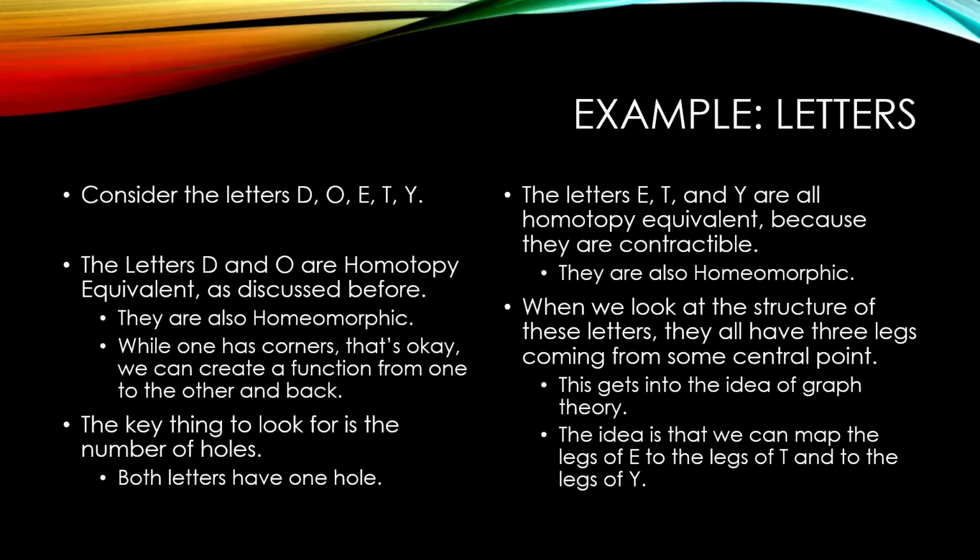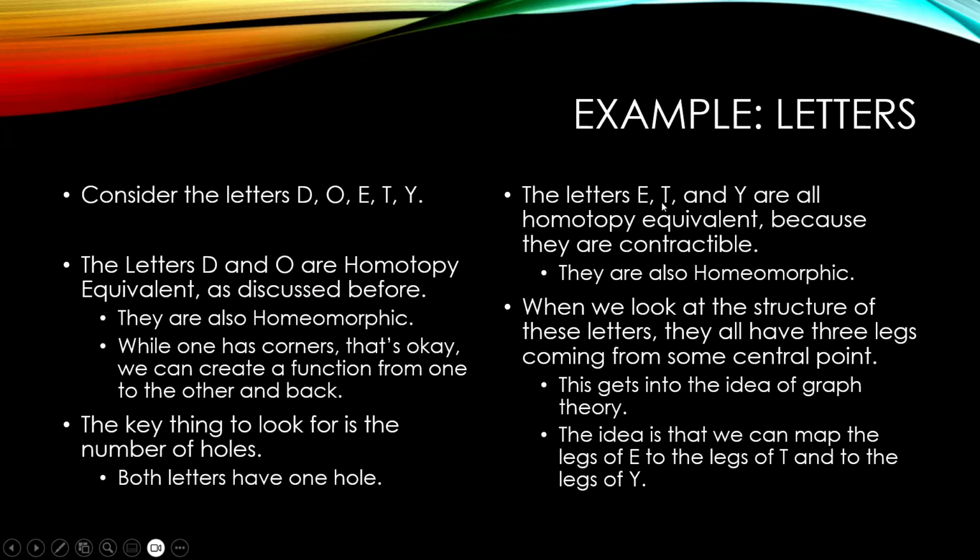We can think of other letters and see how this applies. And so the letters D and O, before we said they're homotopy equivalent, well, they're also homeomorphic. One has corners, that's okay. We can still create some function which is going from the curve of the letter D to the curve of the circle. That's no problem. Key thing to look for is the number of holes, and they both have one hole, it's all good.